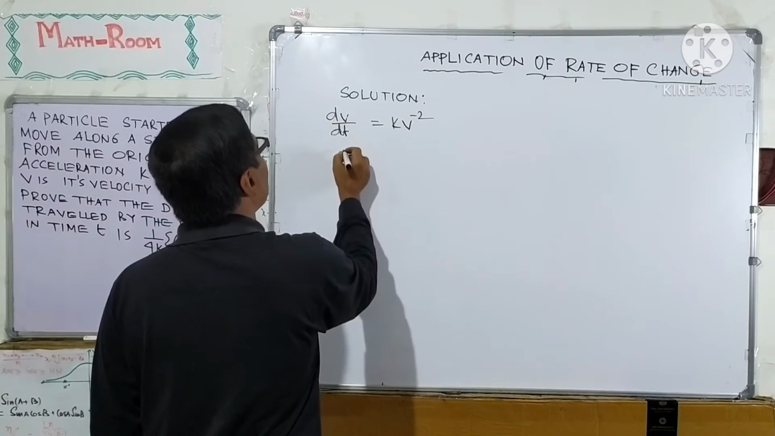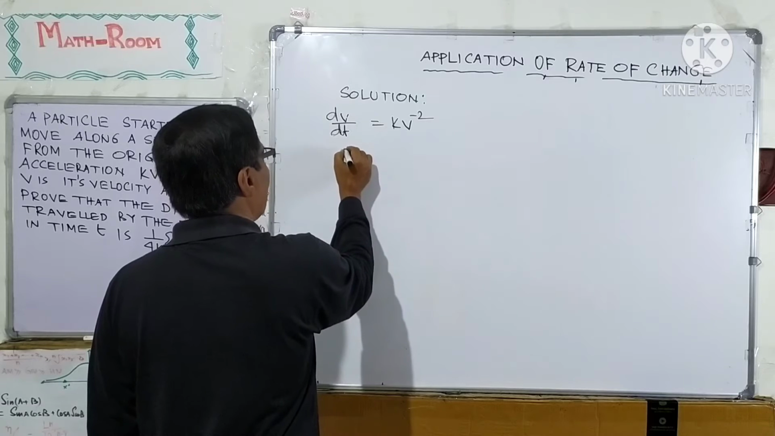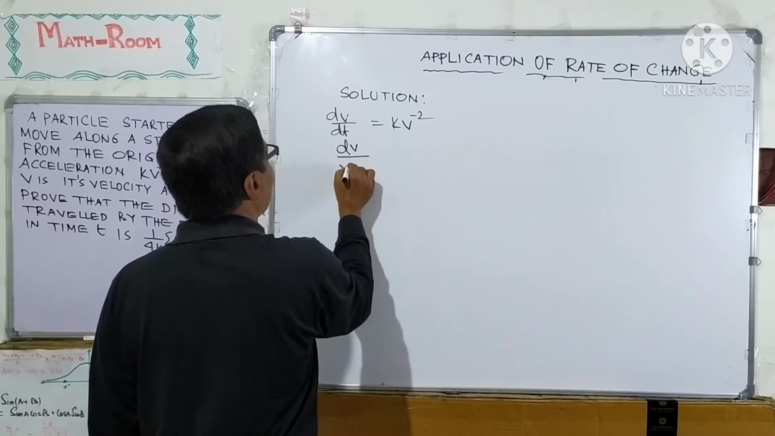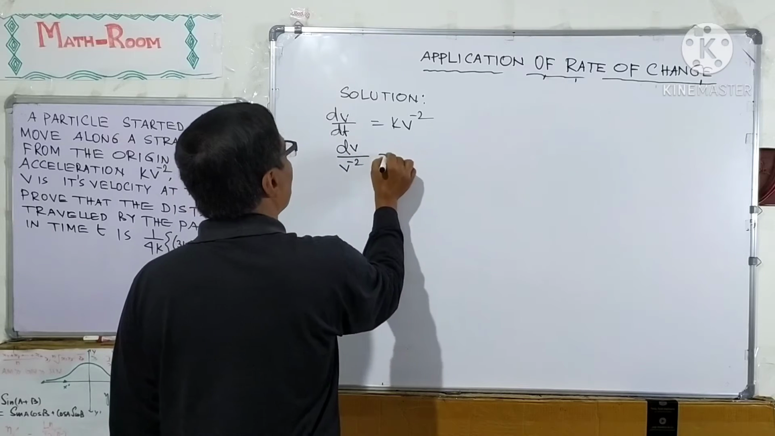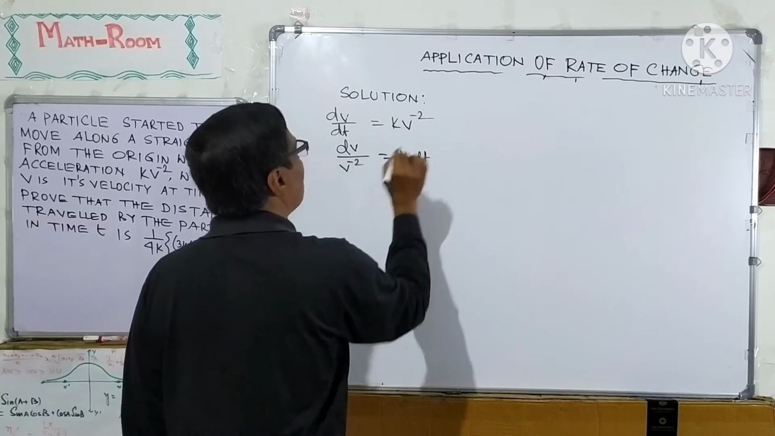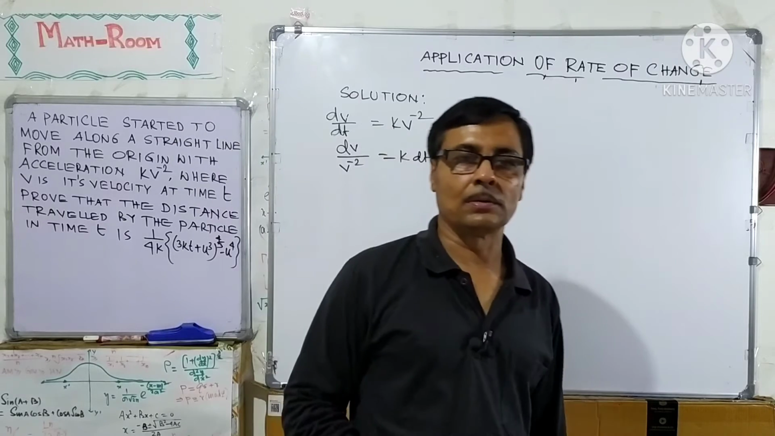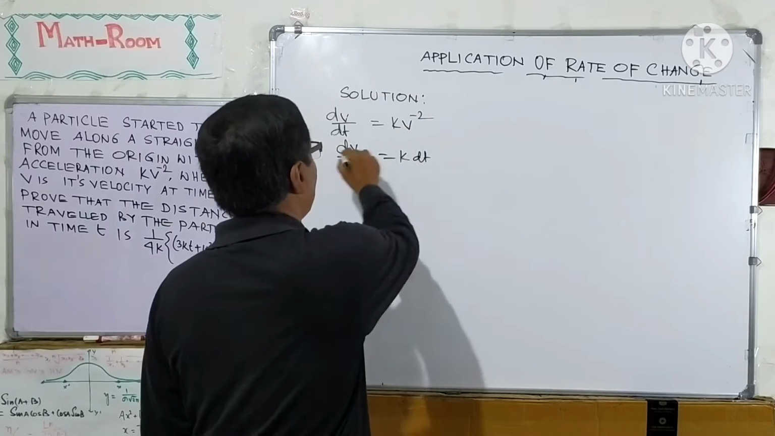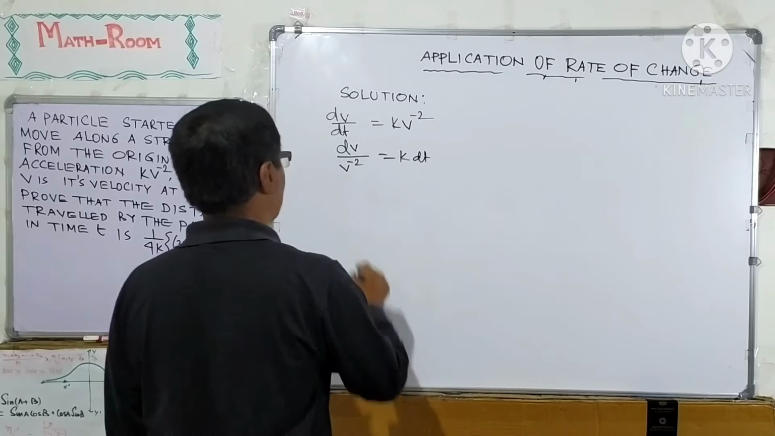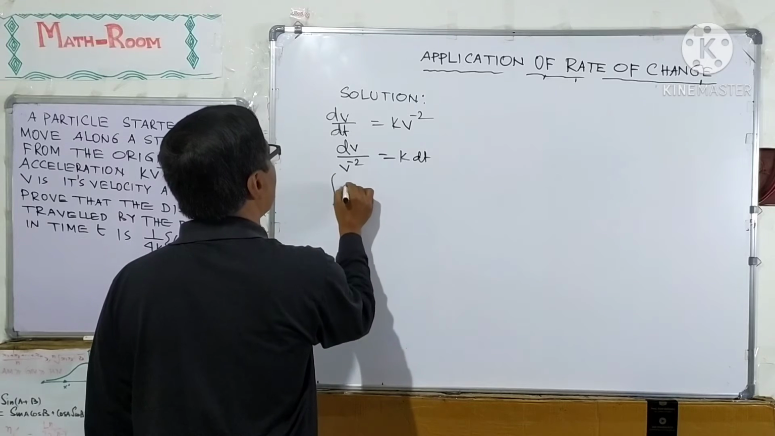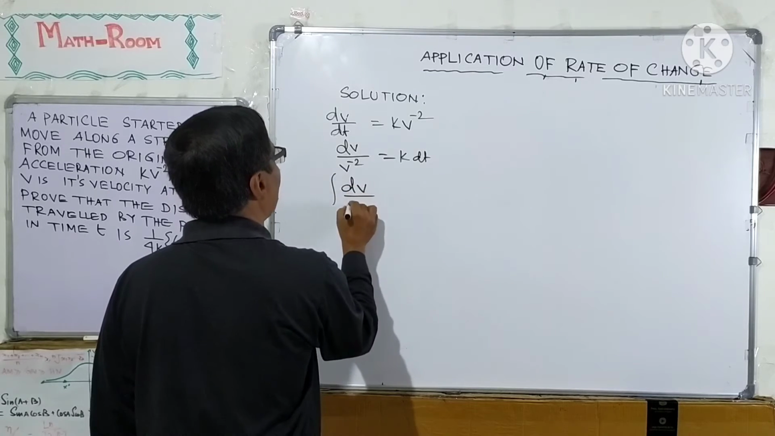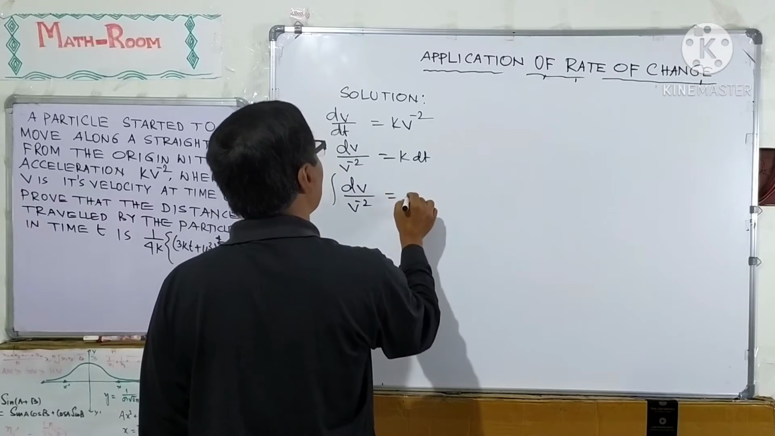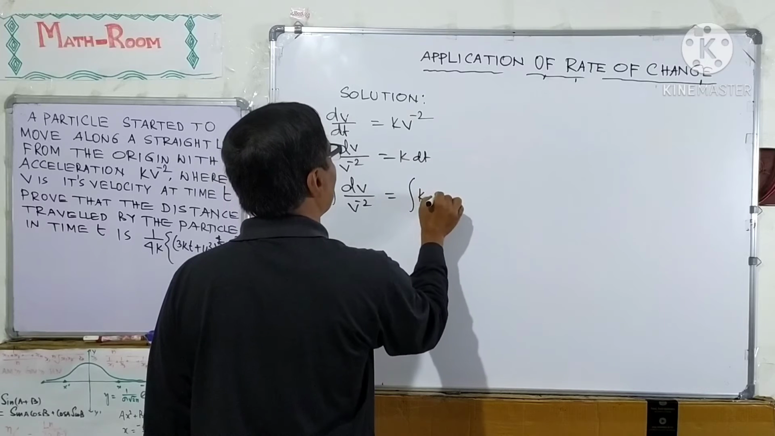To separate the variables, we get dv over v to the power minus 2 equal to k dt. Thus, the two variables are separated. This is the method of separation of variables. Now, we can integrate both sides of this equation: integral of dv over v to the power minus 2 equal to integral of k dt.